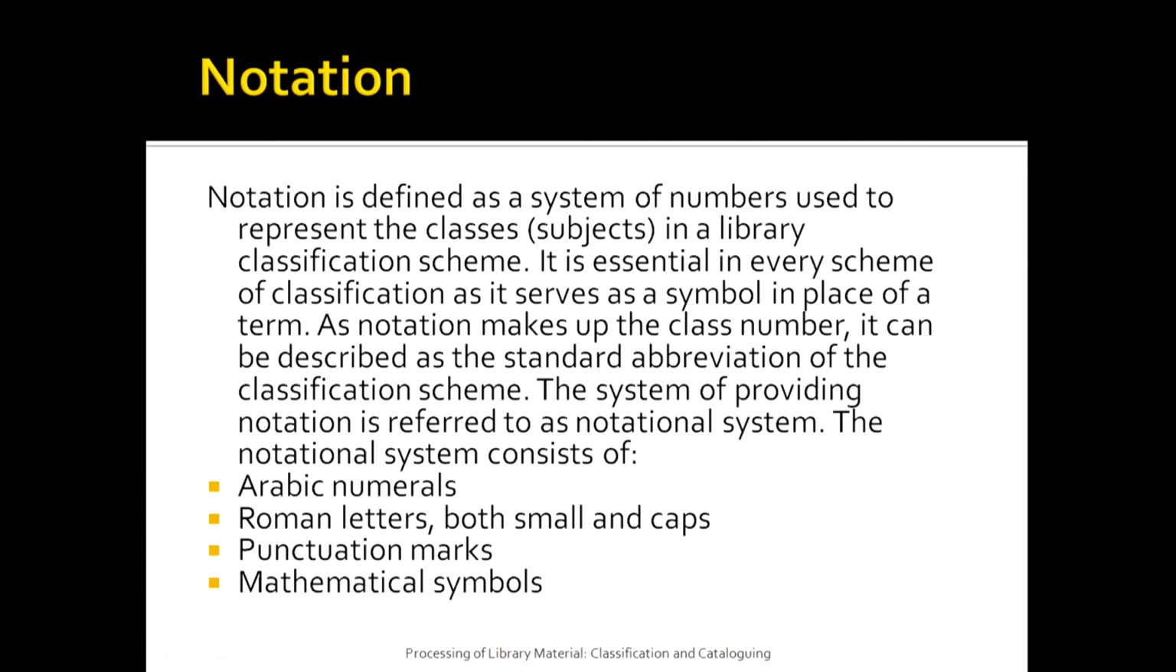The notational system consists of Arabic numerals, Roman letters which could be both small and capital, punctuation marks, and mathematical symbols. In fact, different schemes of classification use different kinds of notation. As we will be talking about in the further slides, you will see that some classification schemes have only numerals, but otherwise some may have the alphabets also.